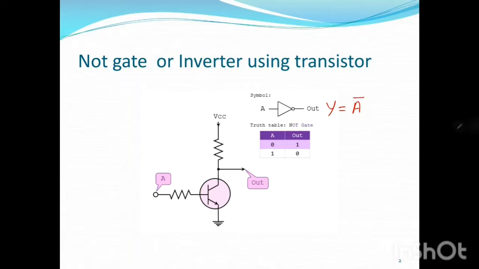Here A is the input, here is the output and VCC. Suppose this collector resistance is represented by RC, and this base resistance is represented by RB. As there is only one input, there are two possibilities: either this input is low or input is high.